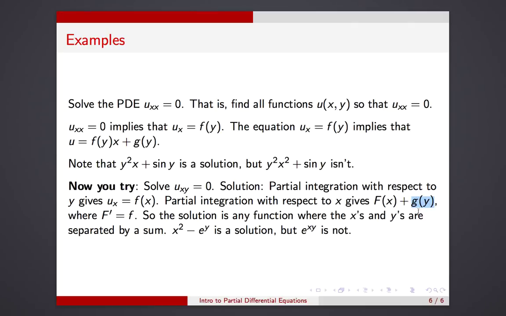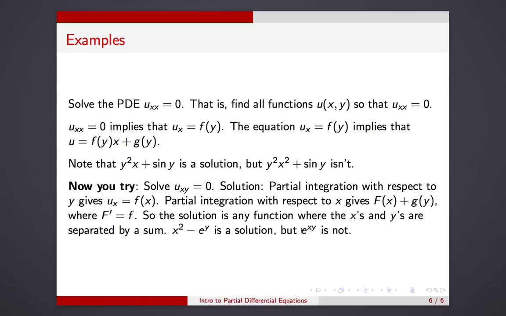So you can have any free-floating y stuff you want. So the solution of this is any function where the x's and y's are separated by a sum. Right? That's what this is saying. Any function that looks like this is a solution. So notice this guy here is a solution. If you partial him with respect to x, you get 2x, right? And then partial that with respect to y, you get 0.